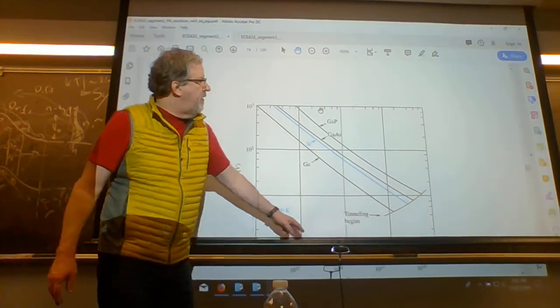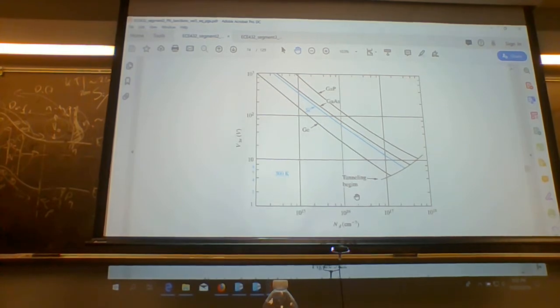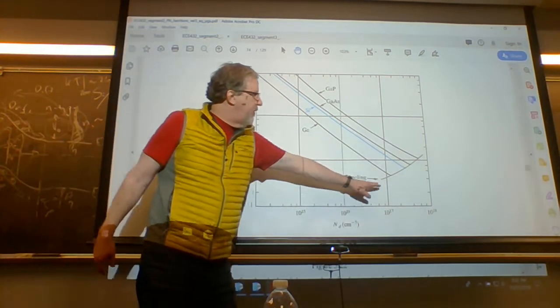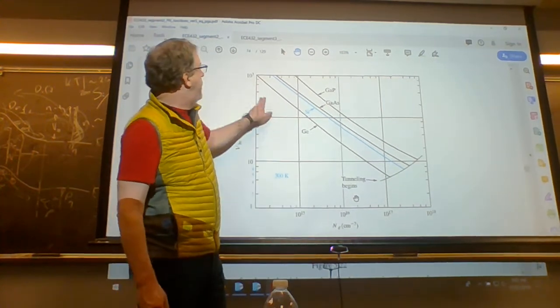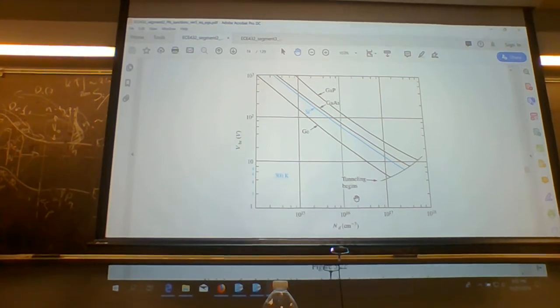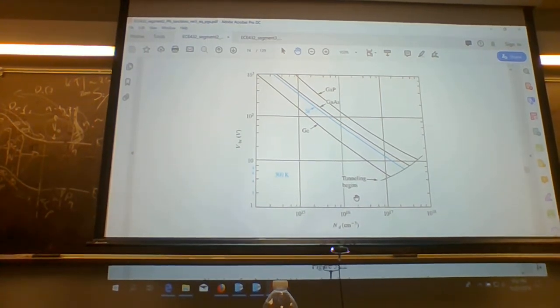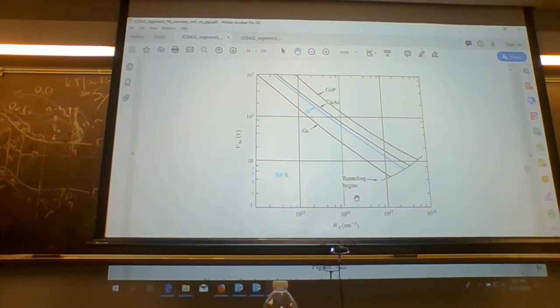So the tunneling happens at very high doping. Very high doping, because it either happens right away or it doesn't happen at all, and then it's going to be the breakdown due to the avalanche. So it's one or the other. Zener happens right away or it doesn't happen at all. You're not going to have both. Devices really don't have both.